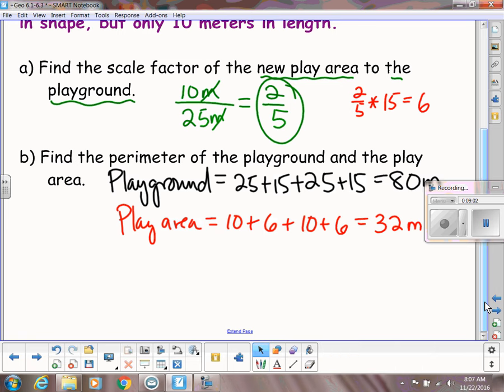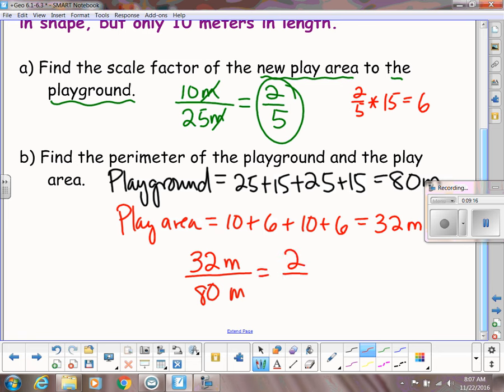Notice that if I were to do the perimeter, 32 meters, and divide by the 80 meters, go ahead and do that, see how that reduces. You should get the same ratio. Notice I can divide them both by 16, and I would get 2/5 again. So those perimeters, that linear distance, should be in the same ratio.